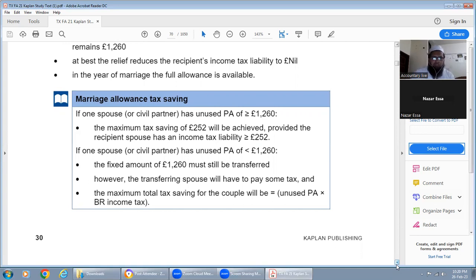If one spouse or civil partner has unused personal allowance of less than 1260, the fixed amount of 1260 must still be transferred. However, the transferring spouse will have to pay some tax. The maximum total tax saving for the couple will be unused personal allowance multiplied by the basic rate income tax.